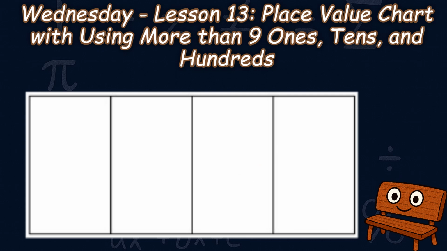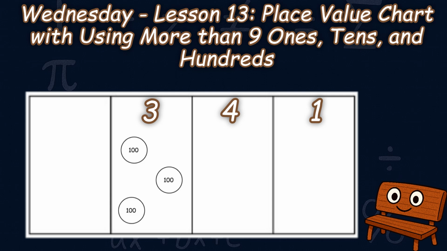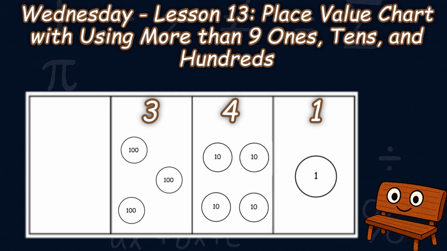Now for example, if we wanted to draw 341 using hundreds, tens, and ones, you would use 3 hundreds disks, 4 tens disks, and 1 ones disk.